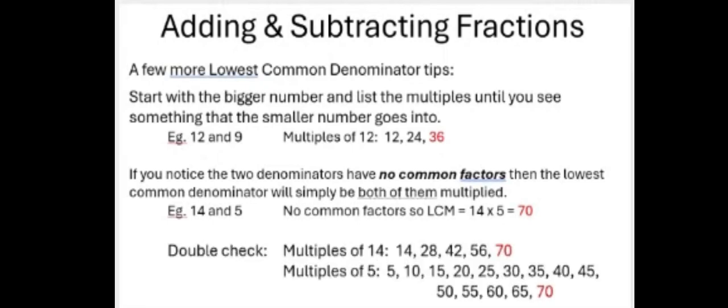And I've double checked that here by listing multiples. There's all the multiples of 14. There's all the multiples of 5. Sure enough, 70 is the first one. That's not always the case. It's only if they have nothing in common. Nothing divides evenly into both of them.